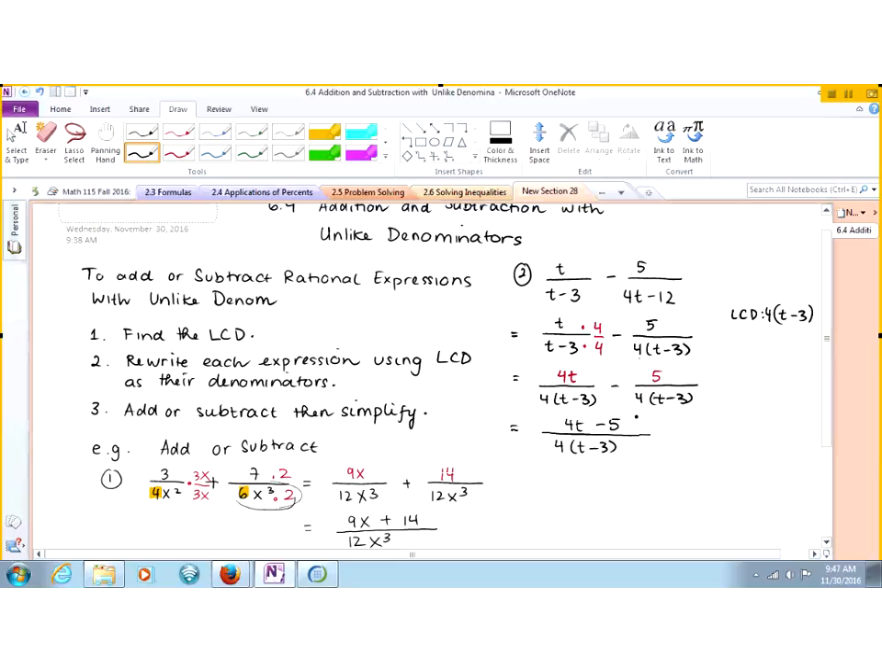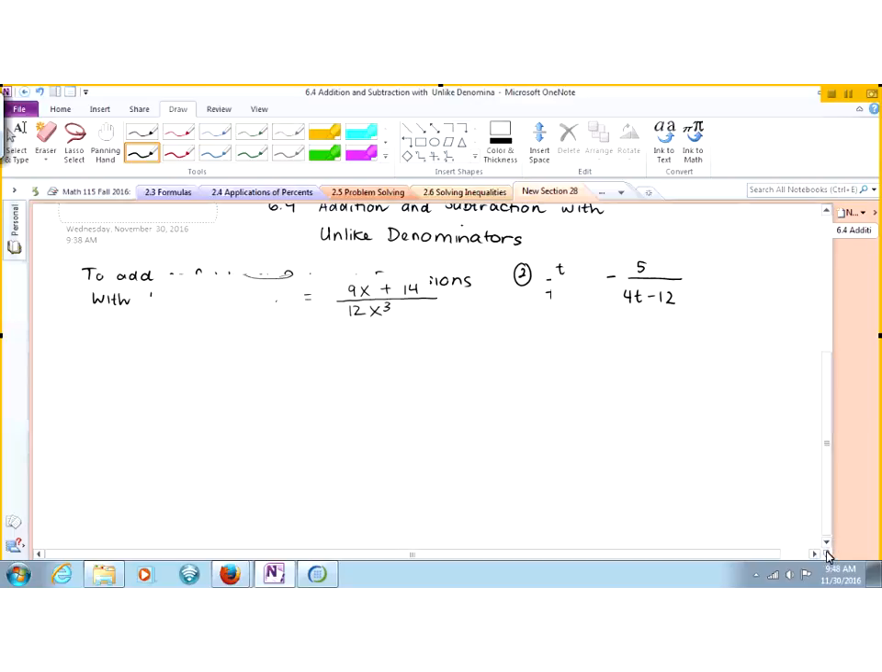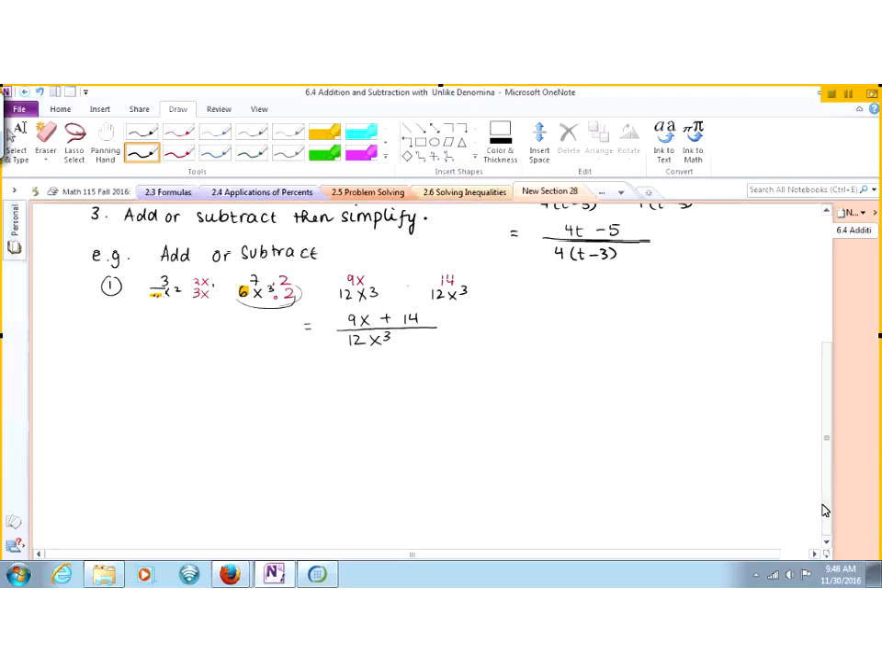Make sense? Okay, I know this is a little bit long because you have to find the LCD, rewrite using the LCD, and then add or subtract. Alright, so number 3. Is it doable though? Yes, it is. It's like fractions.